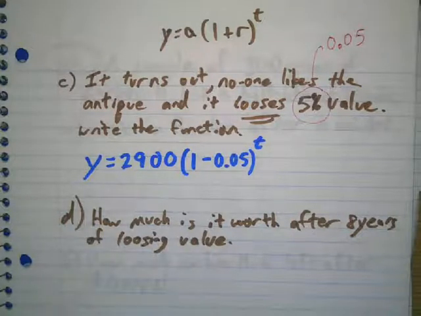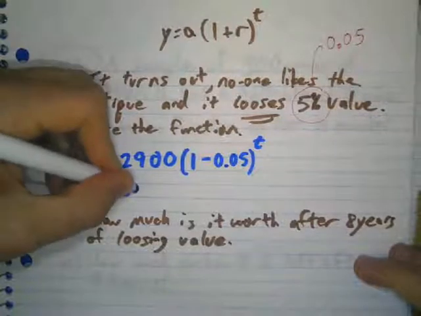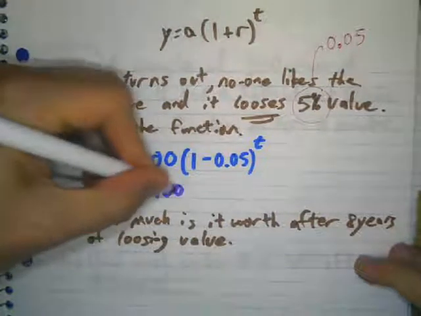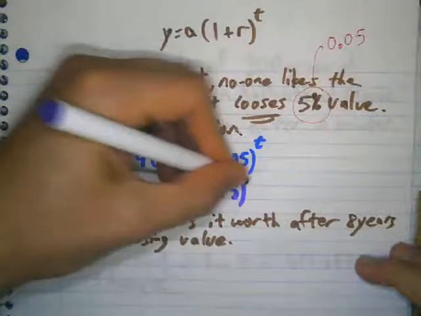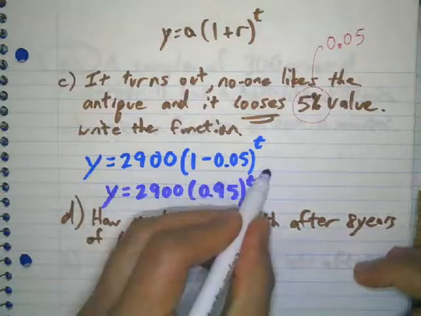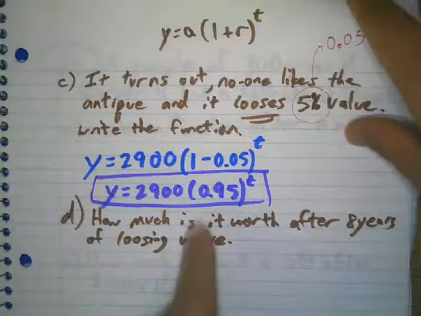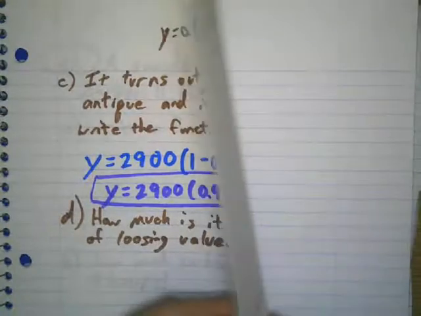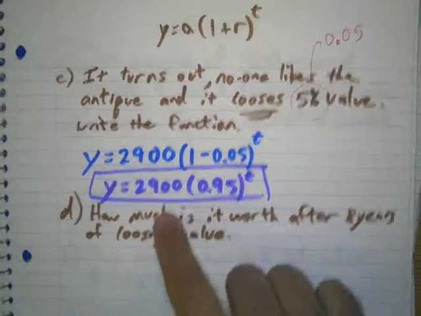So we can simplify this to y equals 2,900 times 0.95 to the power of t. And what we learned at the very beginning when we started this is if this number is less than 1, then we end up with decay. Okay, so here's our equation.